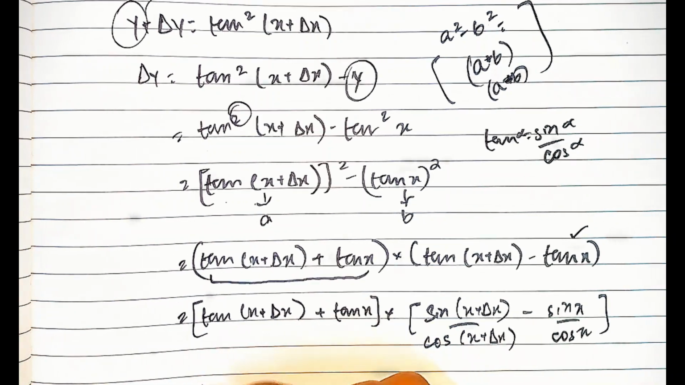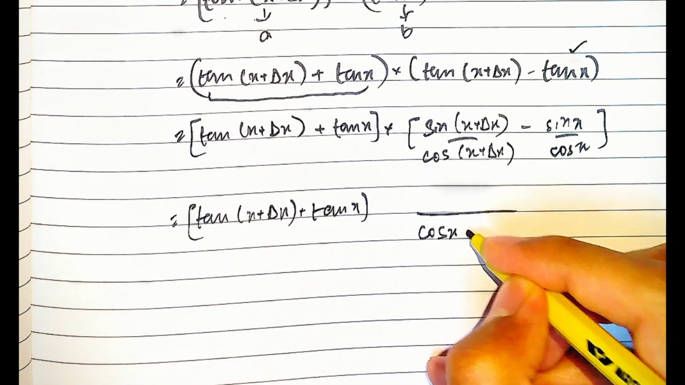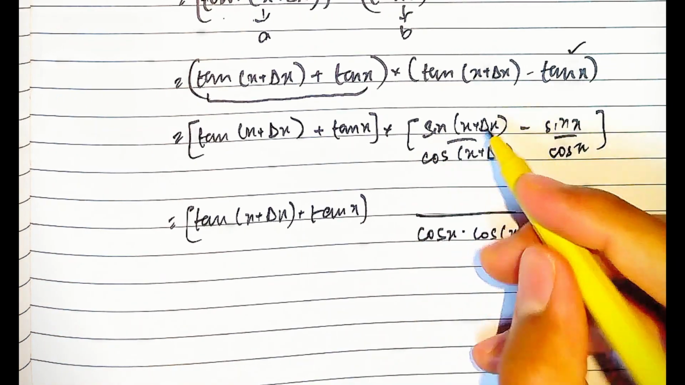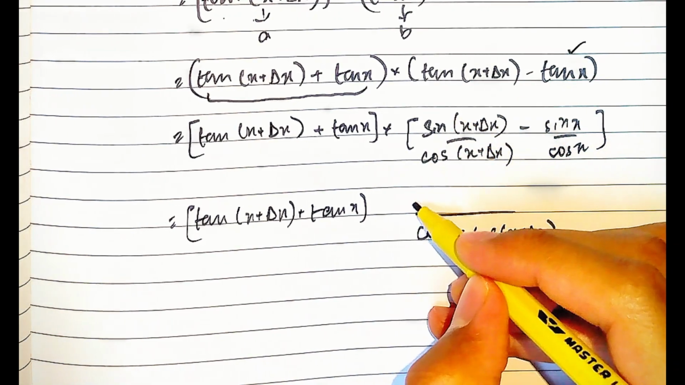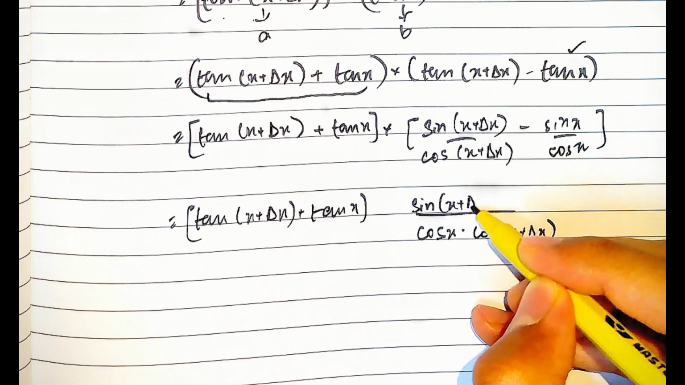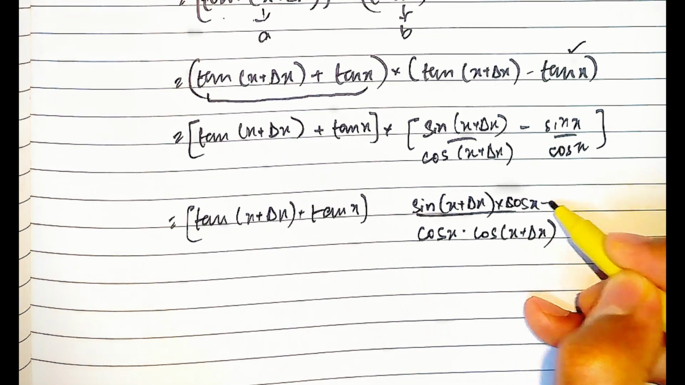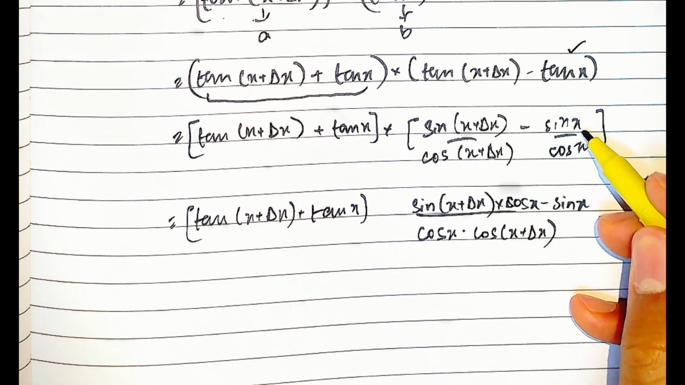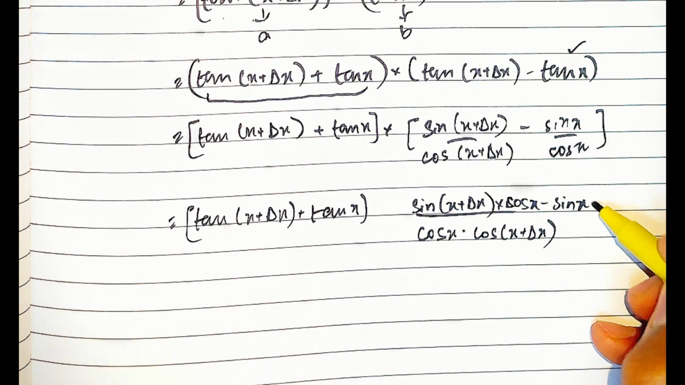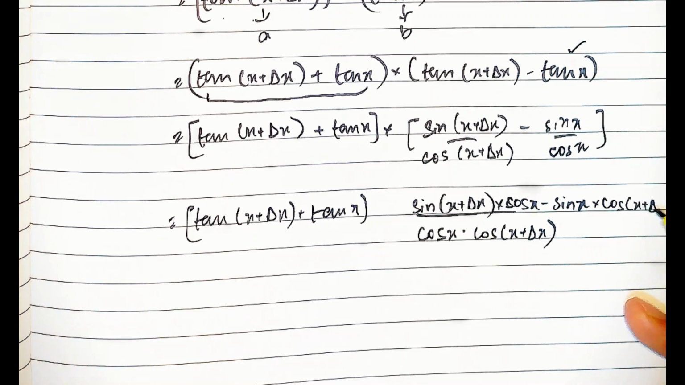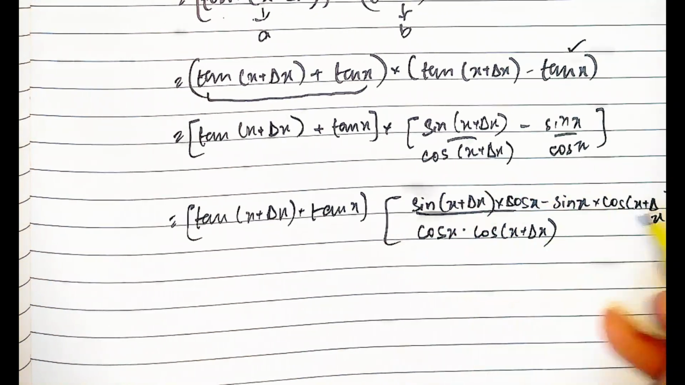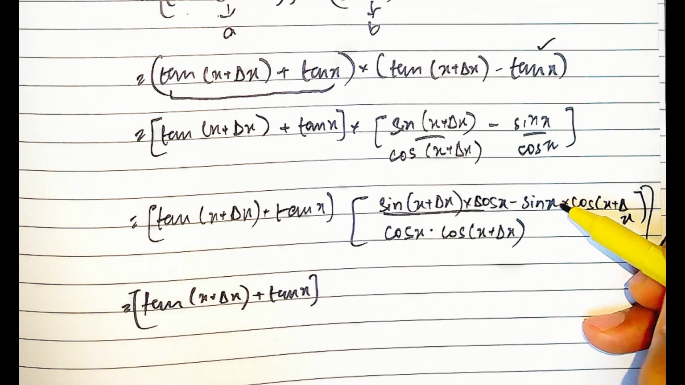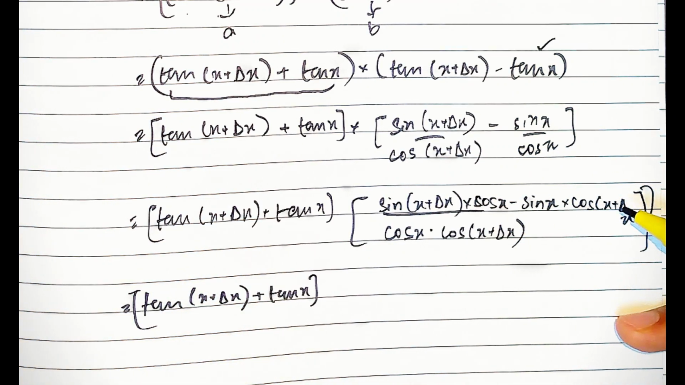Okay, the next thing which I can do is taking the LCM, cos x and cos x plus delta x. The cos x is not present over here, so it would be multiplied by the numerator, sine x plus delta x multiplied by cos x minus sine x, and we can see that cos x is present over there, so it would be cancelled. Cos x plus delta x is not present in the denominator, so it would be multiplied by the numerator, cos x plus delta x. Okay, and there's a bracket over here, x plus delta x multiplied by cos x, right? And then again sine x multiplied by cos x plus delta x.